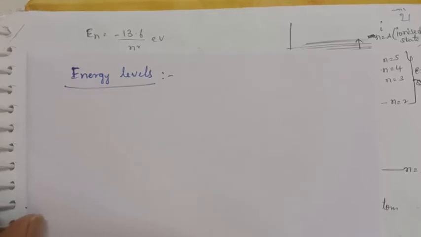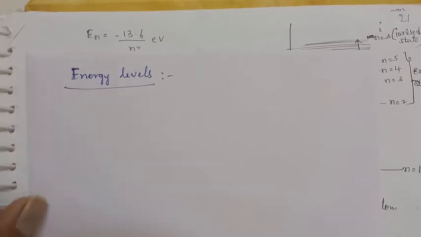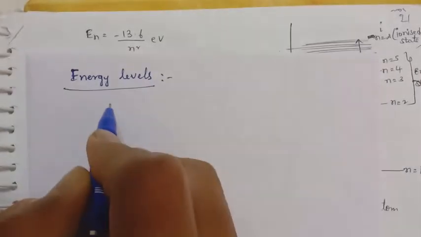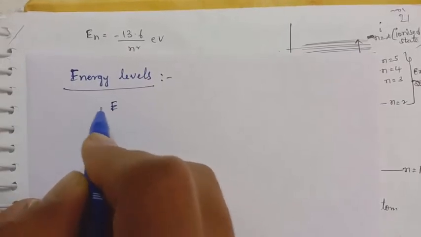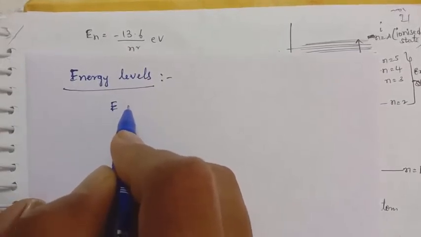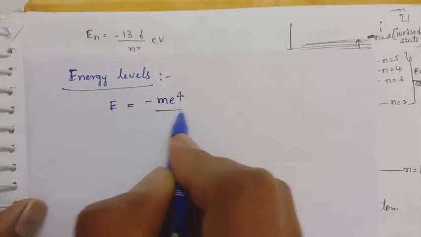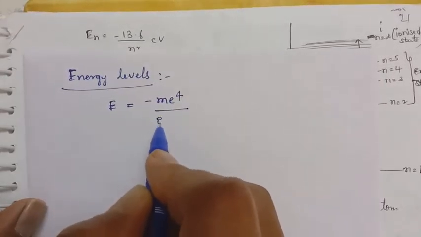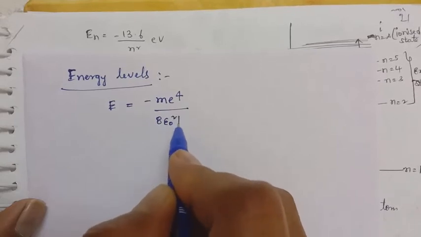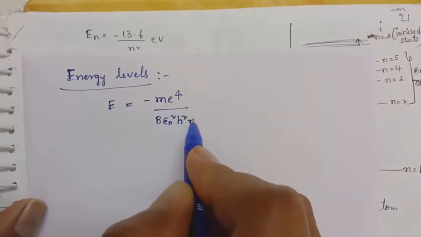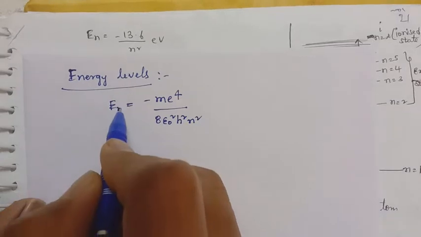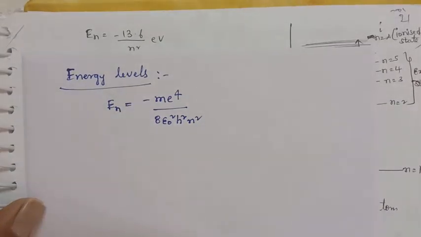Good morning, students. Today we will discuss the topic of energy levels. Previously we obtained the term for total energy, E equal to minus m e to the power 4 upon 8 epsilon naught square h square n square. It is the energy function we are getting. It is the total energy.